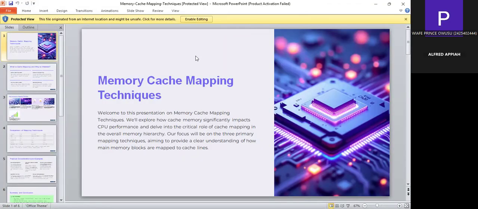Recording in progress. Today we'll be looking at memory cache mapping techniques. So welcome to this presentation on memory cache mapping techniques.